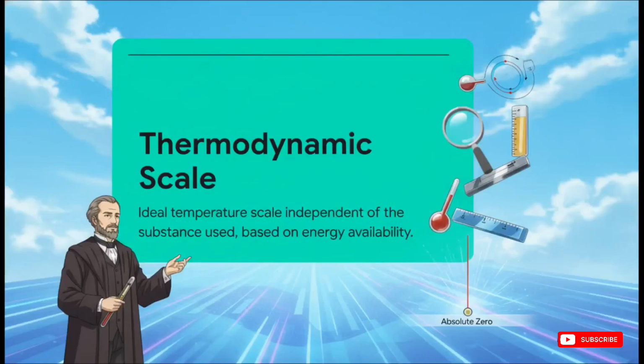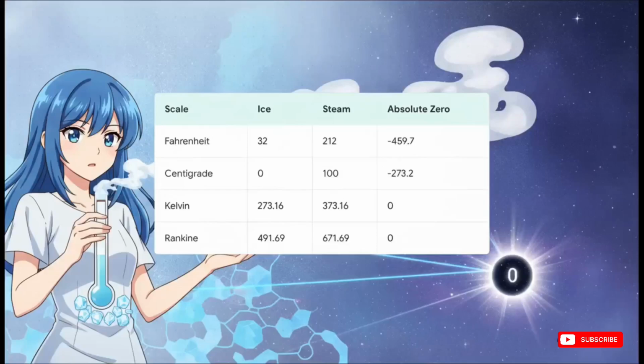But Lord Kelvin suggested this ideal scale that is completely independent of the working substance. Instead, it's based purely on the availability of energy, defining an absolute zero where literally no more heat can be extracted. From that thermodynamic ideal, we get the four major industrial temperature scales you absolutely need to know. We have Fahrenheit and centigrade, which you probably use every single day, and their absolute counterparts, Rankine and Kelvin.